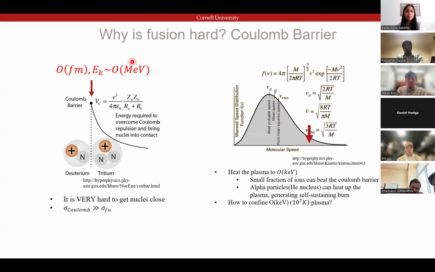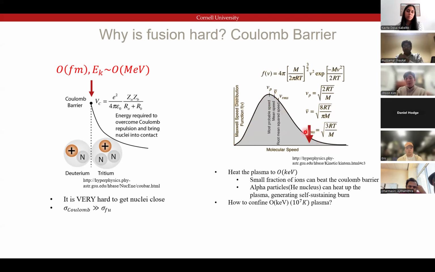What's very nice is you don't actually need to heat them all the way to MeV temperature. If you have studied the Boltzmann distribution, then you see there's a characteristic: if you have a keV order temperature, then there's a little tail here.